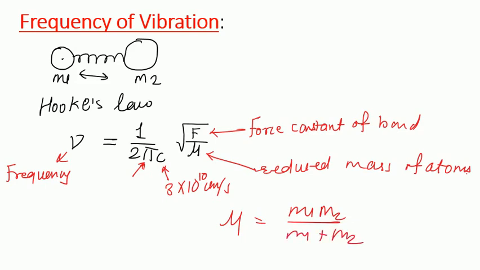So the frequency of vibration is inversely proportional to the reduced mass of the atoms, while directly proportional to the force constant of the bond. The stronger the bond, the more frequency is required to vibrate, and the bulkier the bound atoms, the lesser will be the frequency of vibration.